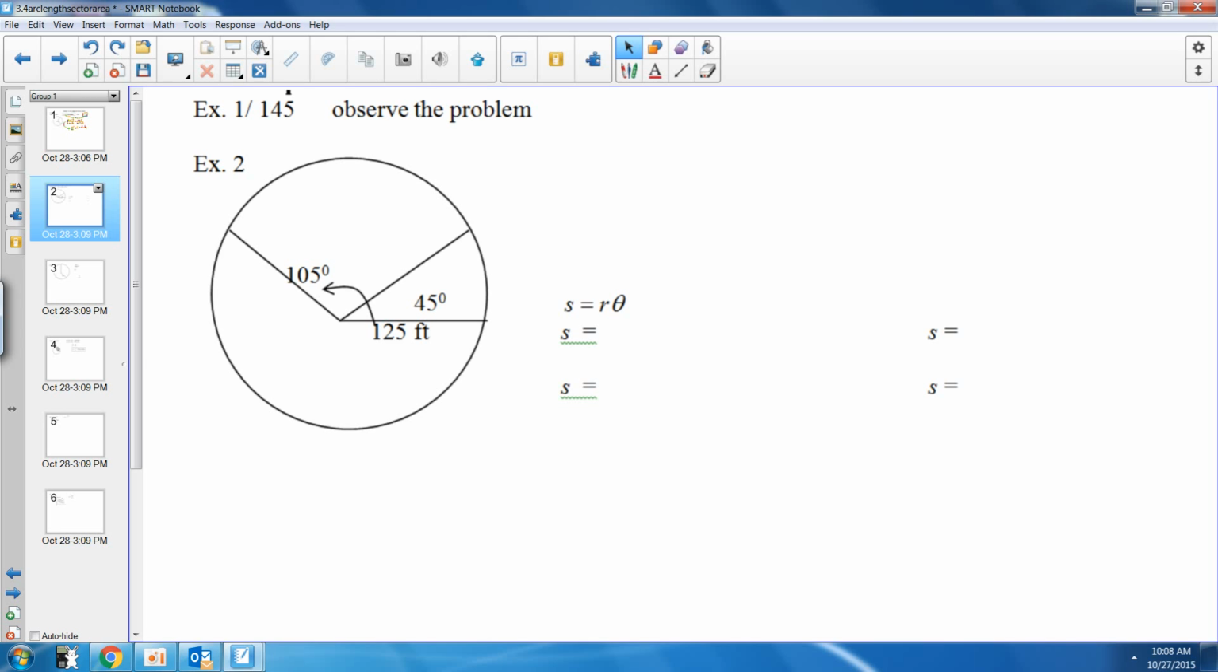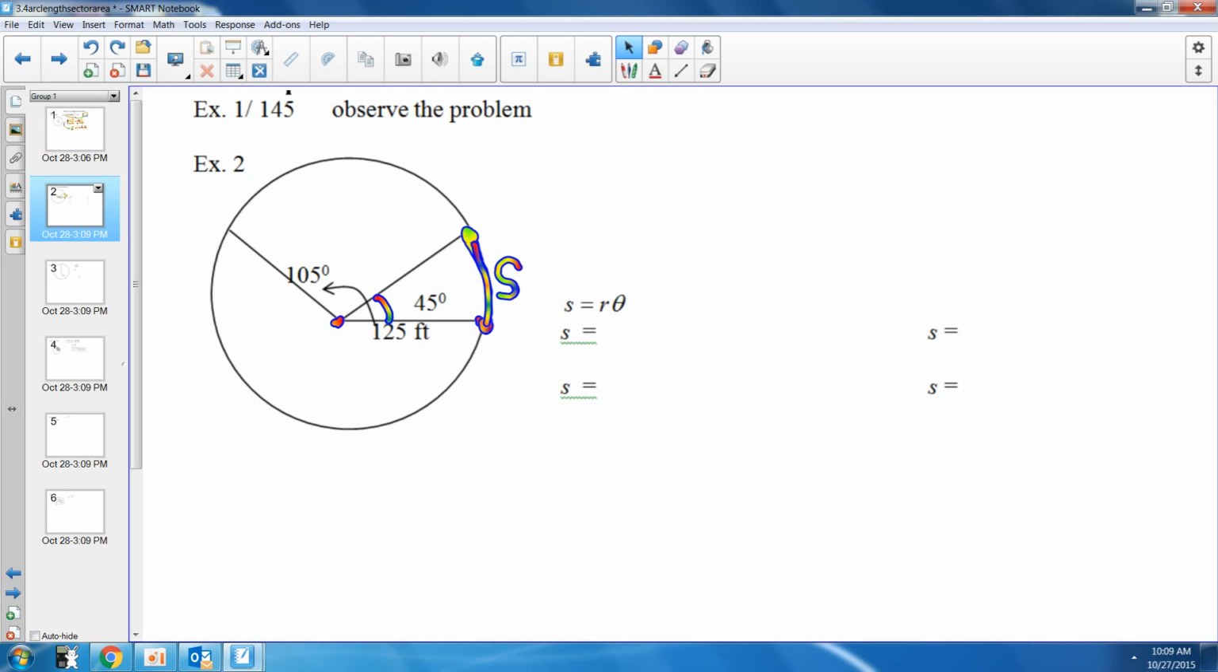This problem right here is like a huge Ferris wheel, and the radius of it is 125 feet. And 125 feet is going to be this length. And you know that this is a 45-degree angle. And the question really is, what is the length of that arc? How far do you move on that Ferris wheel if you know that the angle in the center is 45 degrees?